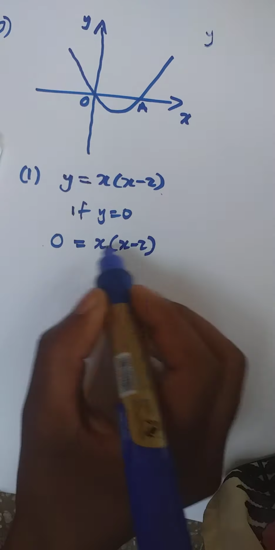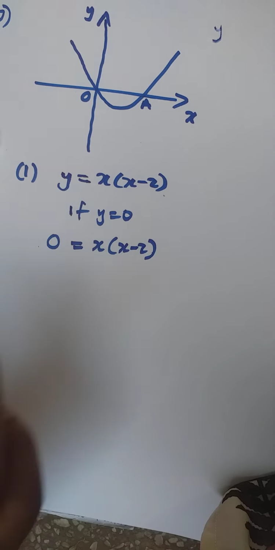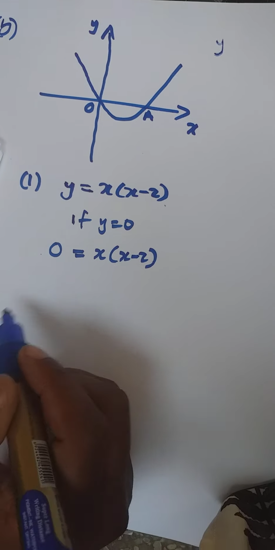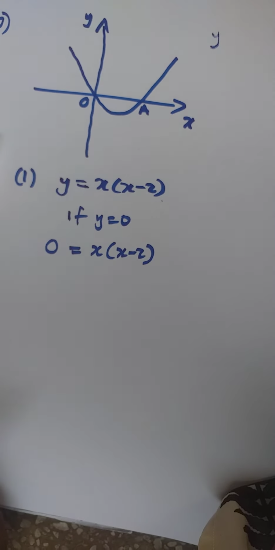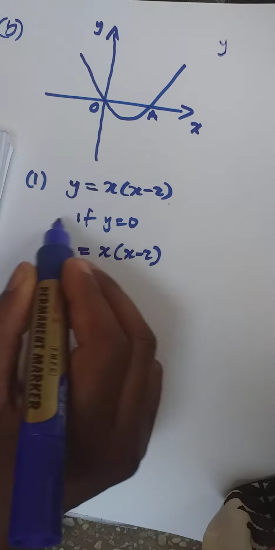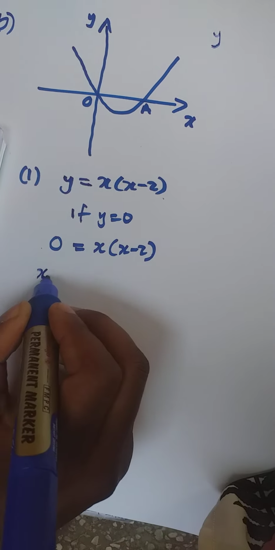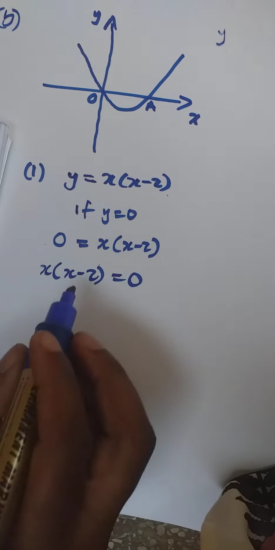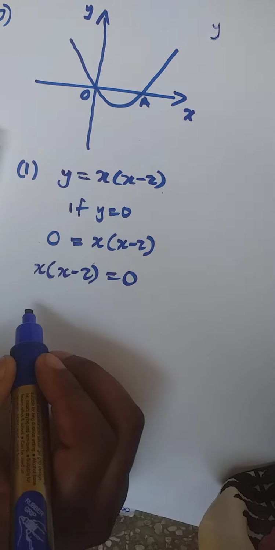So you cannot start multiplying and simplifying. You still come to this point. The function has already been simplified for us. So these are factors. You simply equate. Writing this in mathematics is the same as writing x(x minus 2) equals 0.